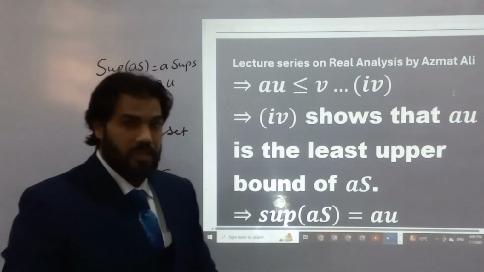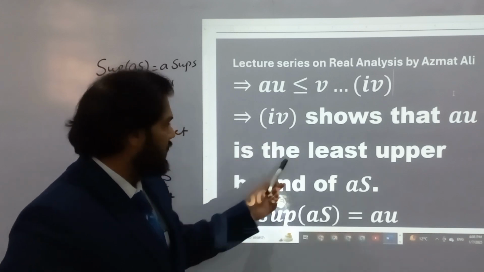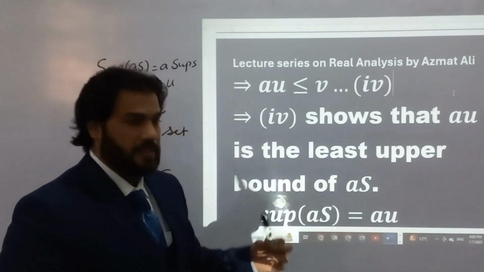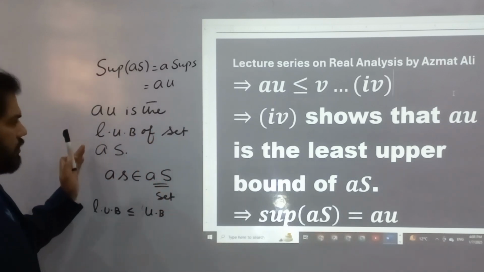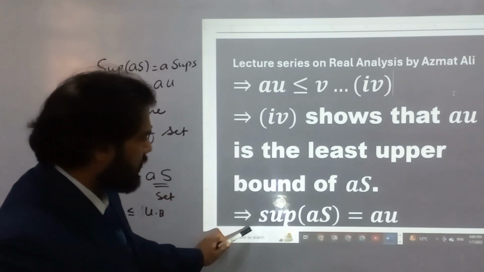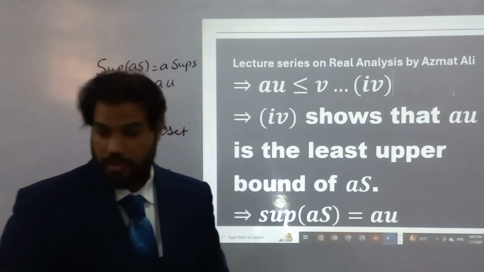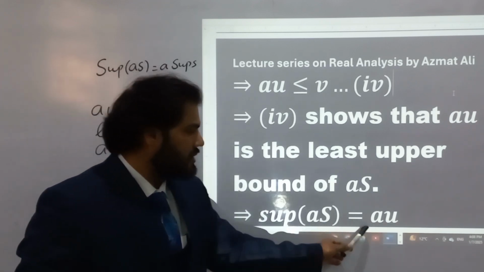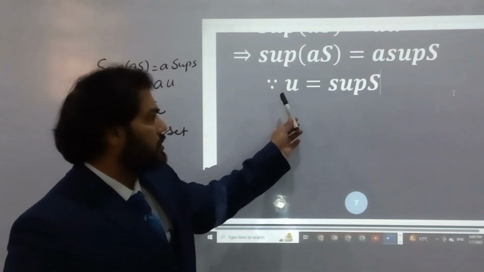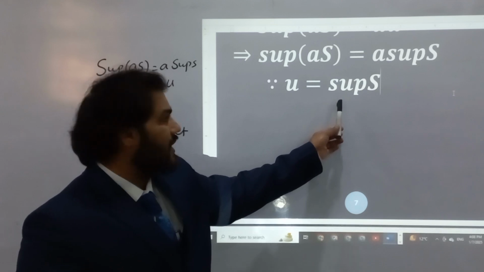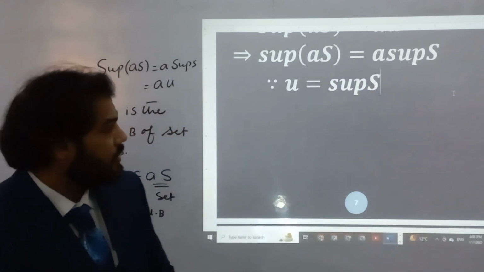Multiply on both sides by A, we have AU is less than or equal to V. 4 shows that AU is the least upper bound of set AS. That is our target. This implies the supremum of AS is equal to AU. Supremum means least upper bound. So the supremum of AS is equal to AU, and since U is equal to the supremum of S, the supremum of AS is equal to A times the supremum of S.